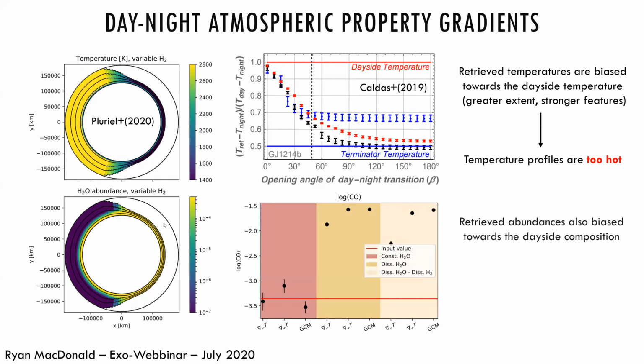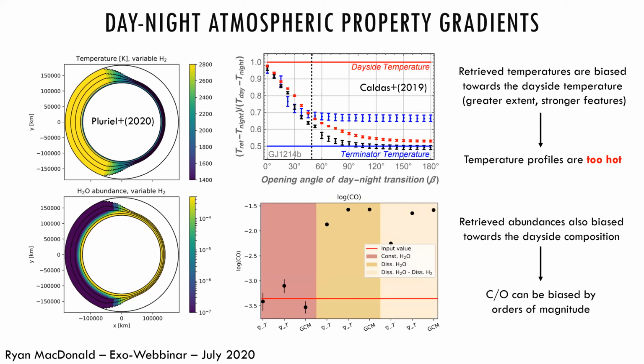And similarly, for the abundances, if you have a strong gradient in your chemical composition, for example, if you have water which has dissociated on the night side, but is still present on the day side, this can cause your retrieved abundances to also be biased away from the ground truth. And so, for example, carbon to oxygen ratios can be biased.